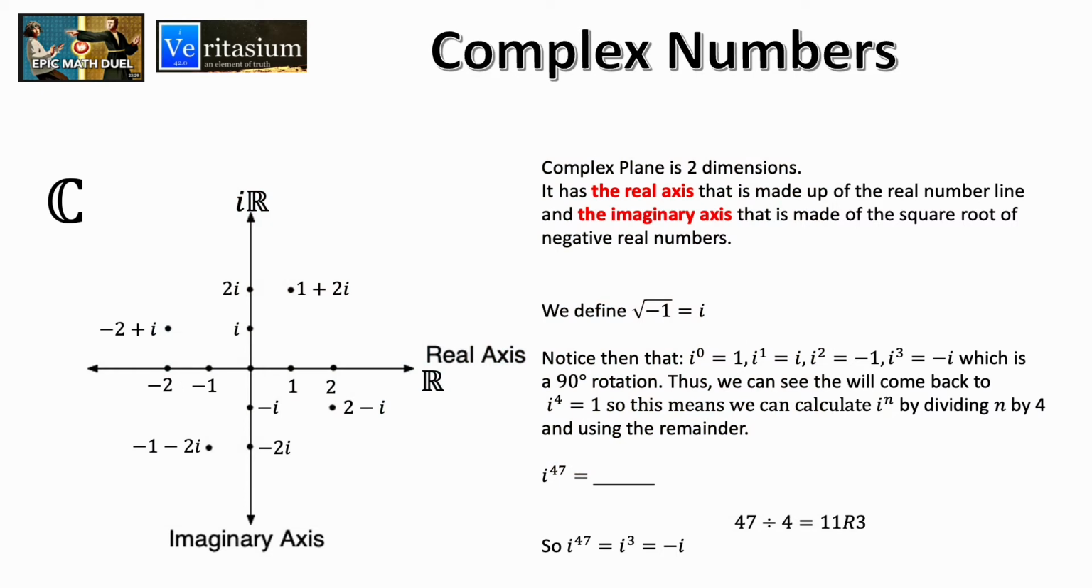So, the complex numbers. They're made up of two pieces. One, we graph along the real axis. Those are the real numbers in the normal way that we think of the real numbers. Along the perpendicular axis, the imaginary axis, are what we call the imaginary numbers, which are square roots of negative numbers.